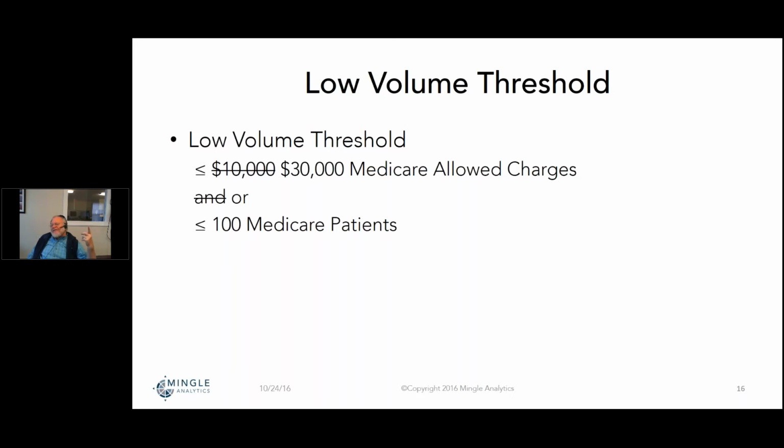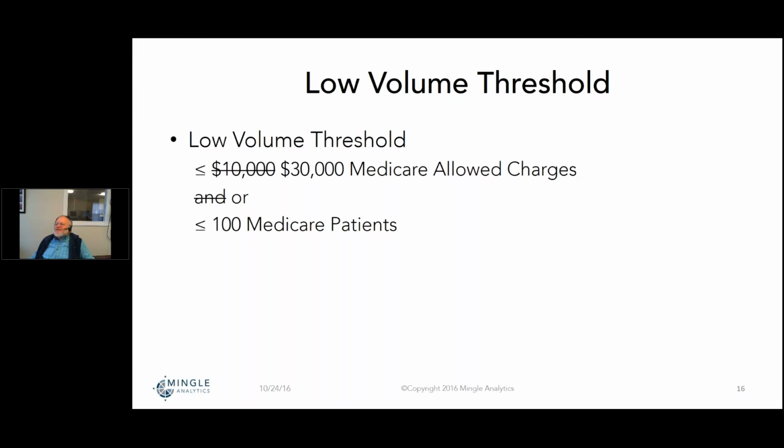Now, in the old model, the proposed model, you had to achieve both of those. To achieve the low volume threshold, you had to have both less than 10,000 in charges and less than 100 Medicare patients. Either of those would throw you over. Now, either of those will qualify you.